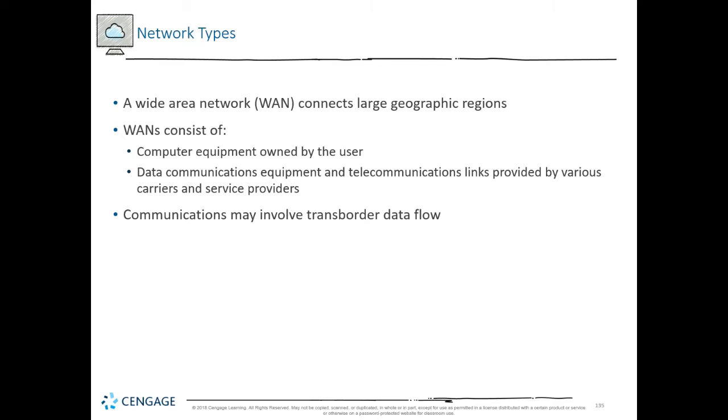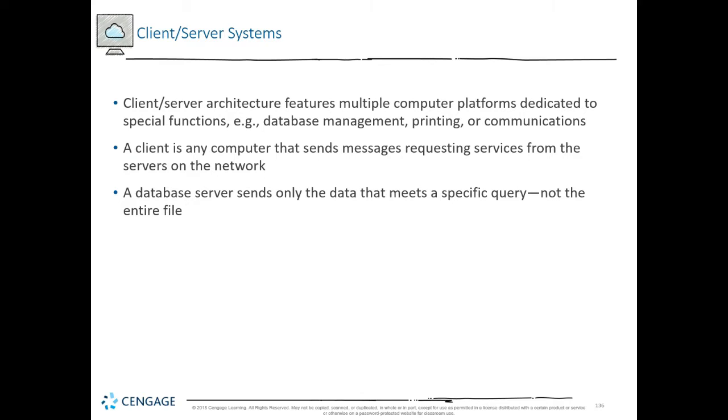Network types: wide area network, WAN, connects large geographic regions. WANs consist of computer equipment owned by the users, data communication equipment, and telecommunication links provided by various carriers and service providers. Communications may involve trans-border data.